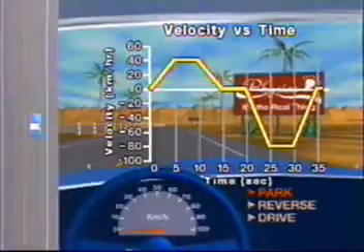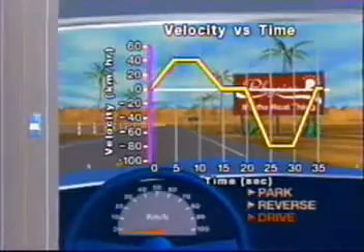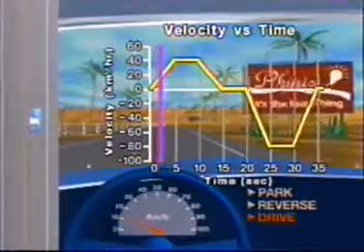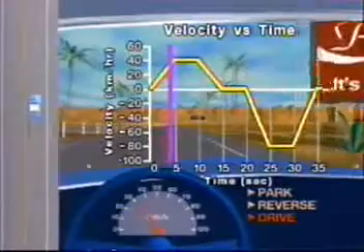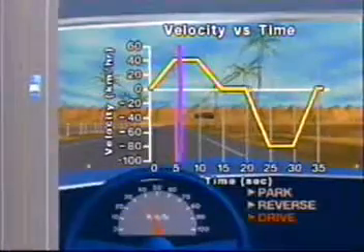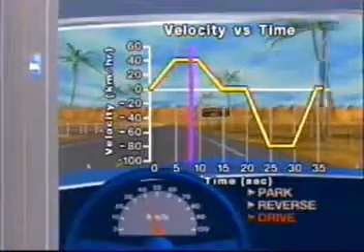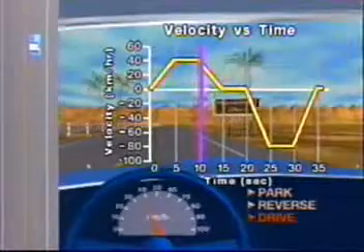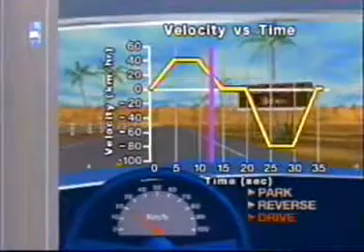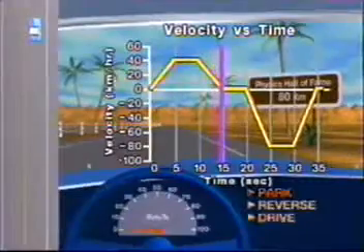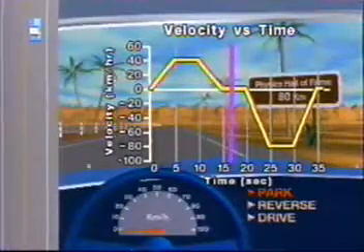Looking at a graph of velocity versus time, the initial acceleration period produces a straight line with a positive slope. Upon attaining a constant velocity, the slope becomes 0. As the car decelerates, the slope becomes negative. With the car at rest, the velocity holds at 0.